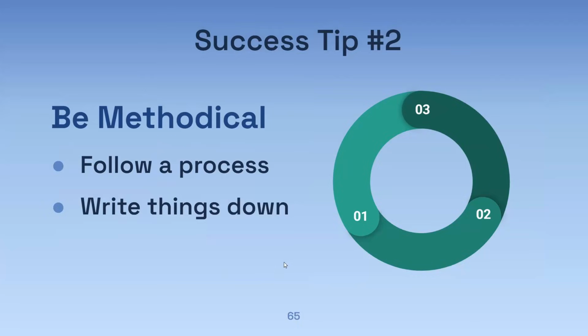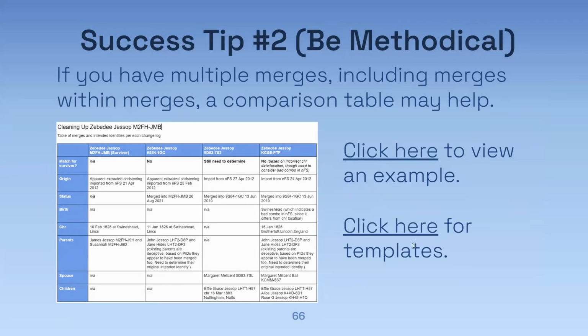Follow the process, such as we demonstrated today, and write things down. Part of being methodical can be to do comparisons. And this is also part of writing things down, of course. So a comparison table can help you sort out bad merges. When we give you the link to the handout, it will have a link to this slide deck. When you open the slide deck, you can come to slide 66 and click on this link for an example of a comparison table. It's actually this one.